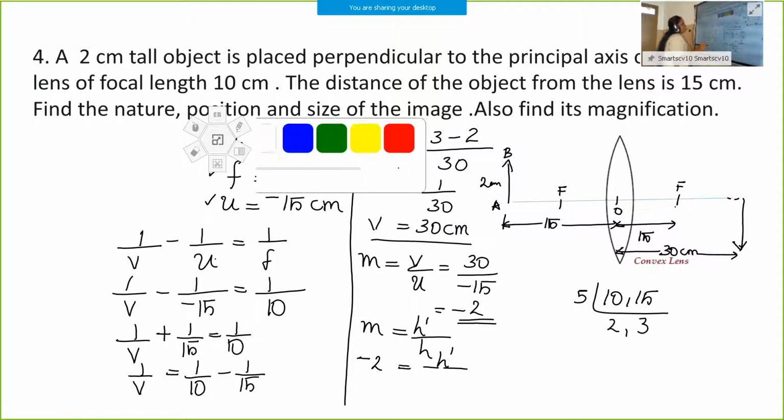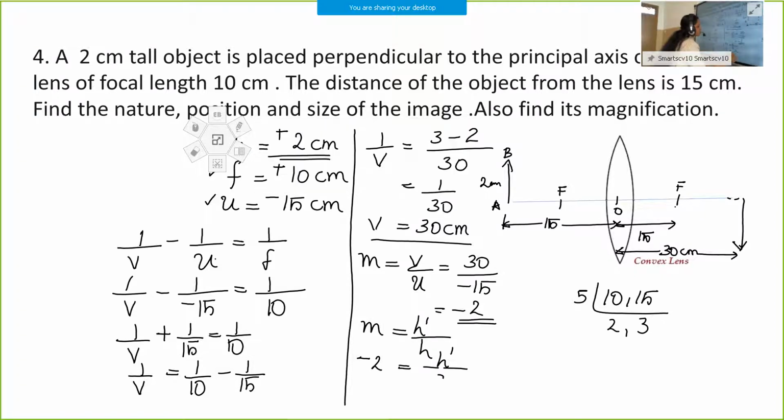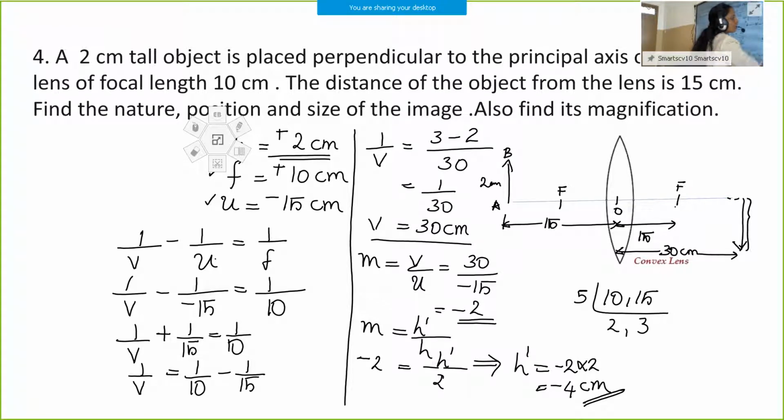Okay, children. So, h dash by 2. What is h dash from this? H dash is equal to minus 2 into 2. You will get it as minus 4 centimeter. So, minus 4 centimeter means what you can say? Yes, it is enlarged, and minus shows that it is below the principal axis. So, it is inverted. In the diagram also you can show the height of the image as 4 centimeter.